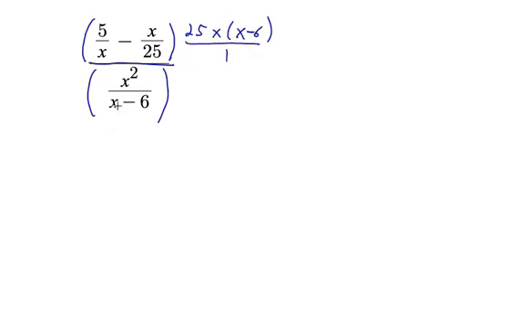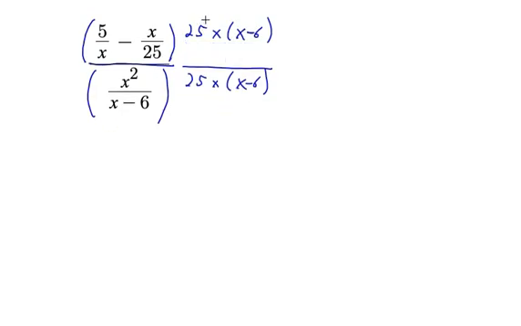Now to keep the value of this entire expression equivalent to what we started with, whatever we multiply the numerator by, we need to multiply the denominator by the same thing. So we'll multiply down here by 25 times x minus 6. Now all we've really done is multiply by a special version of the number 1, because the value of this whole expression here equals 1.